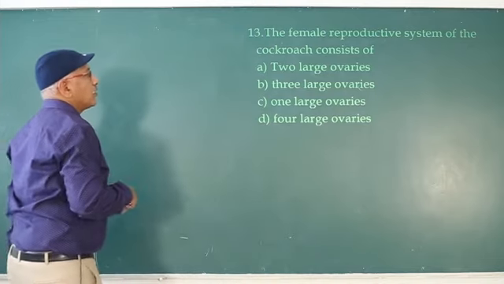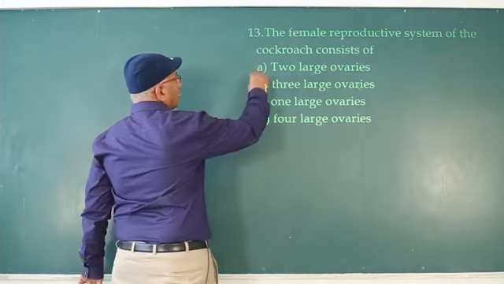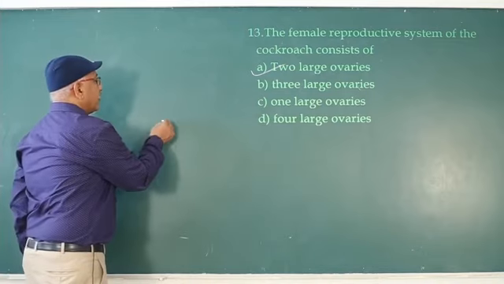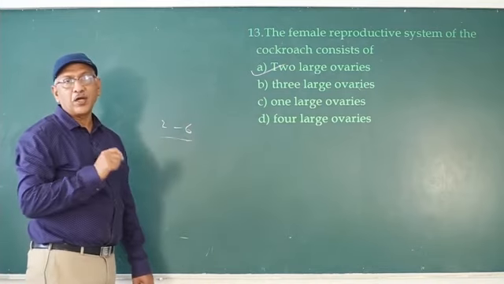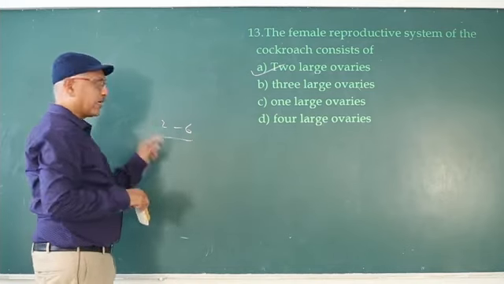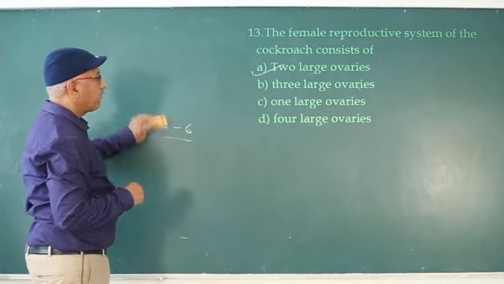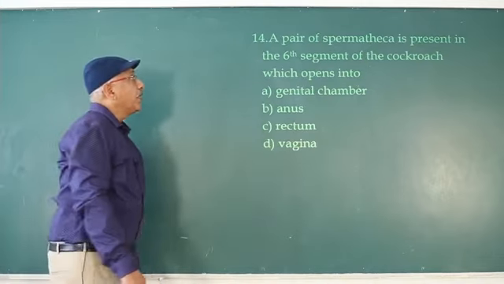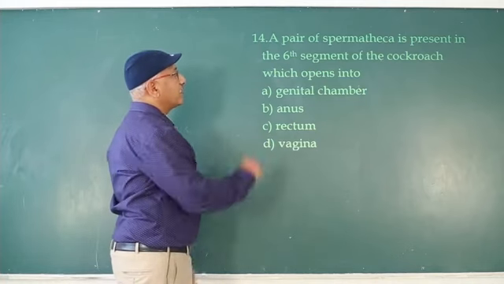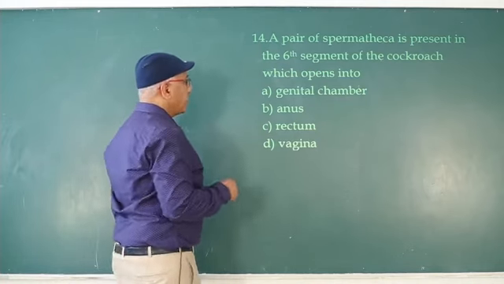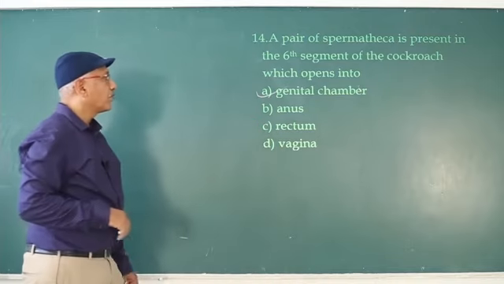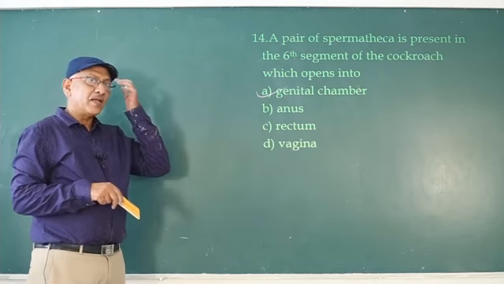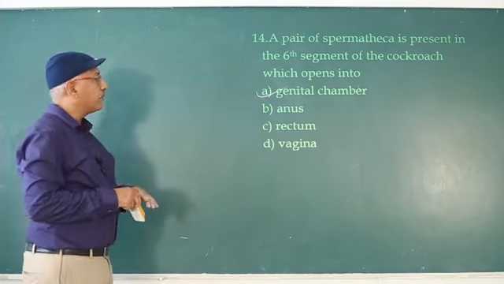The female reproductive system of the cockroach consists of two large ovaries, and they are present from second to sixth abdominal segment. They extend from second to sixth abdominal segment. A pair of spermathecae is present in the sixth segment of cockroach, which open into the genital chamber, brood pouch, anterior part gynaetrium or genital chamber, posterior oothecal chamber.